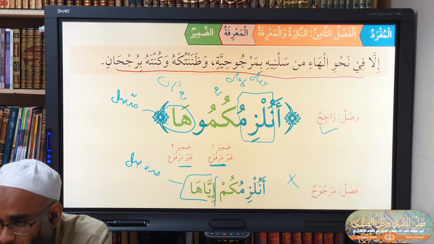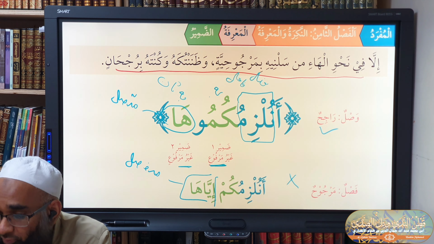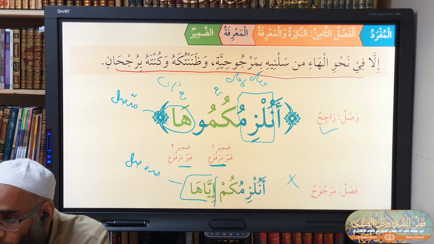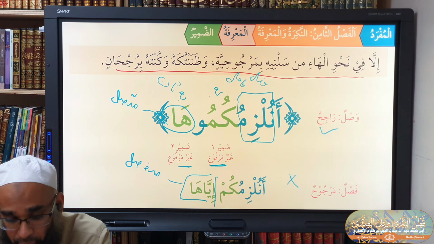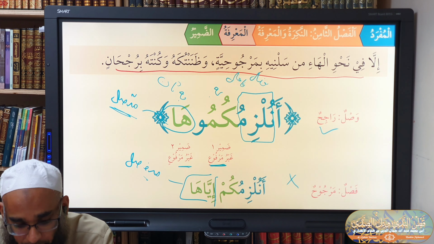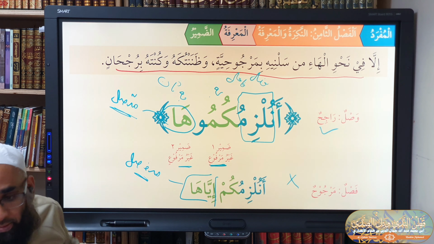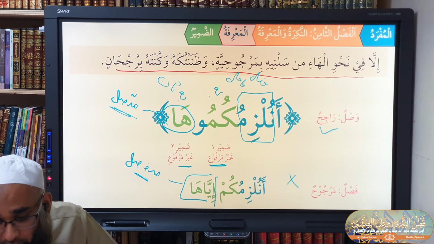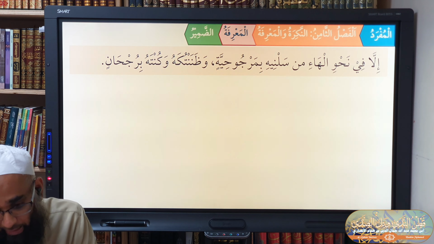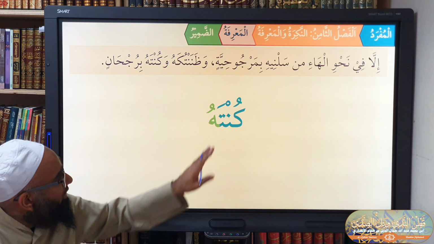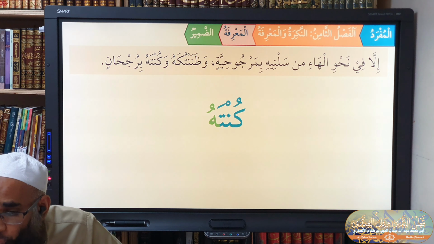So if you have a fa'il, what do we have? We have a fa'il with two maf'uls, and with two maf'uls basically. Neither are marfu'. Then you have a choice. You can bring zamir muttasil or you can bring zamir munfasil. Which one is better to bring? Muttasil.